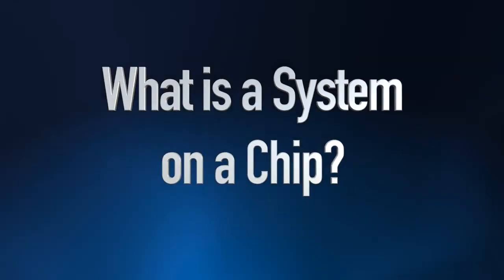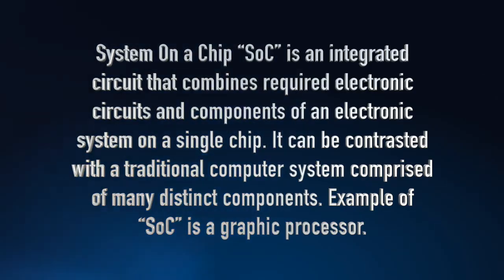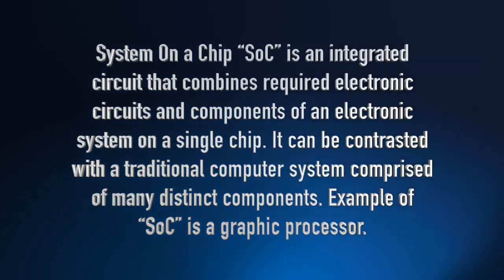What is a system on a chip? System on a chip, or SoC, is an integrated circuit that combines required electronic circuits and components of an electronic system on a single chip. It can be contrasted with a traditional computer system comprised of many distinct components. An example of SoC is a graphic processor.